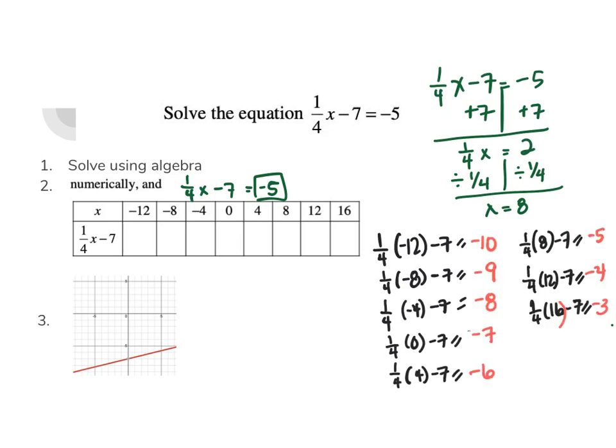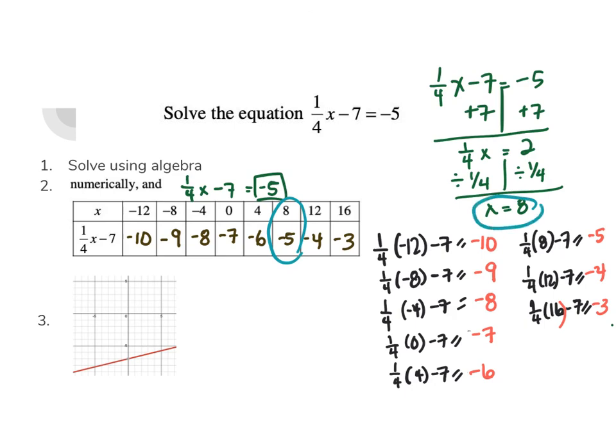So I plugged those all into my equations. I used my calculator or I did the work longhand. And now I'm going to fill out my table. When x was negative 12, my answer was negative 10. What's happening is I'm really looking at my y values and trying to find for which x value, when I plug in, will I get a y that's equal to negative 5? And I notice that it happens to be 8, which is the same answer I got when I solved my equation.